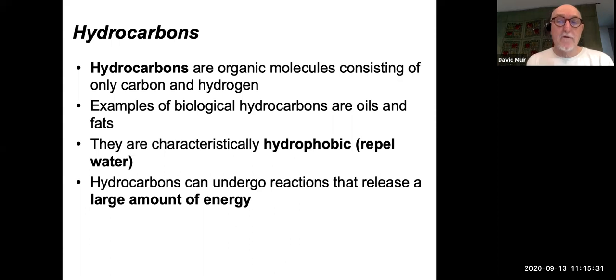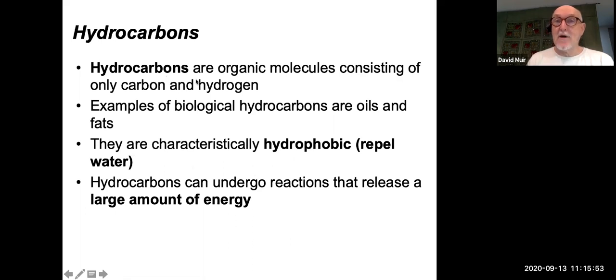Okay, so those are the carbohydrates. Now let's look at the next class, and these are the hydrocarbons. Carbohydrate was carbon plus water. Hydrocarbon is hydrogen alone with carbon. So it's just hydrogen and carbon.